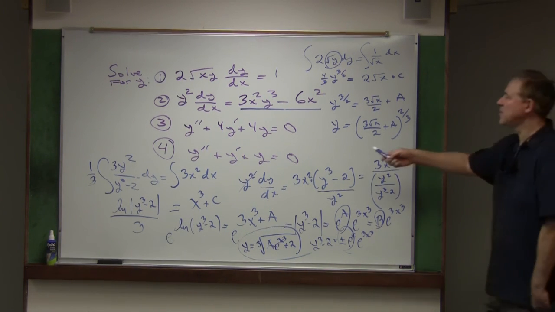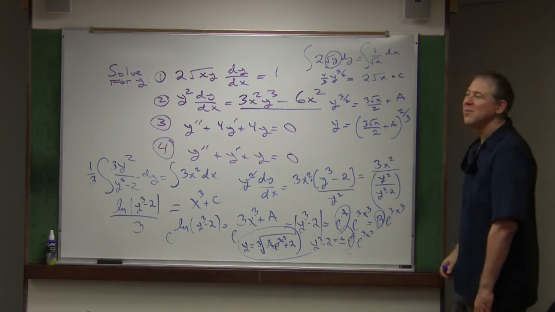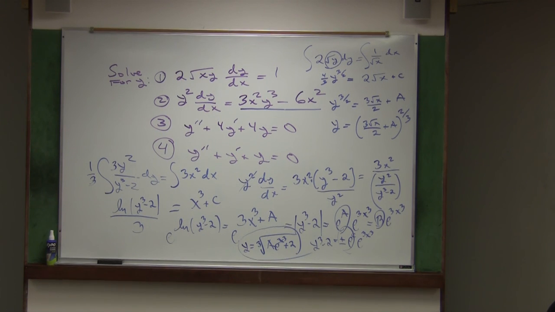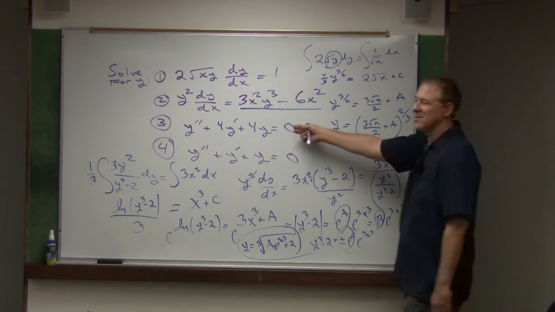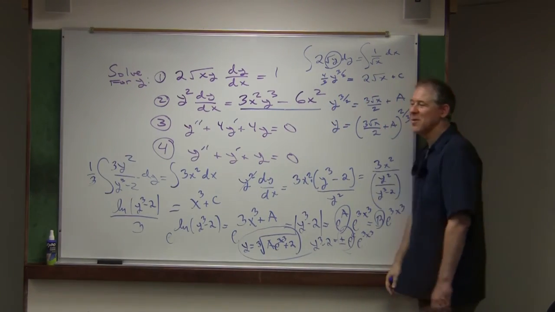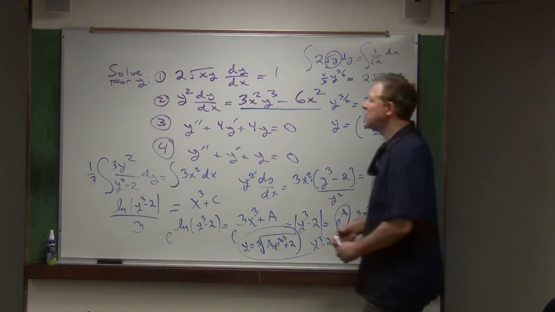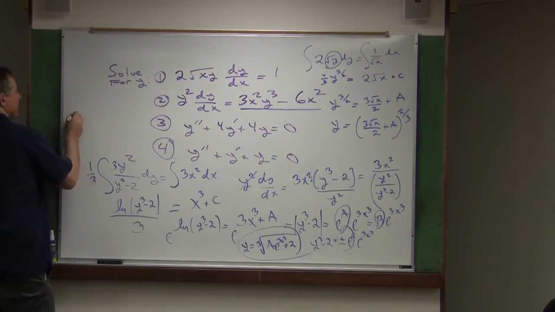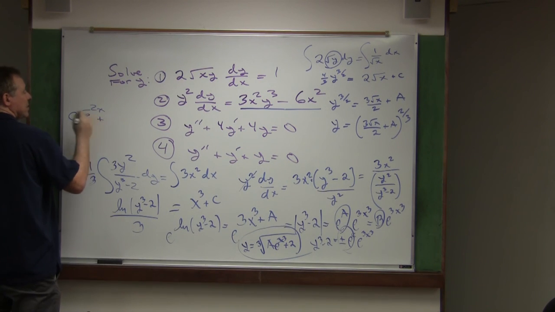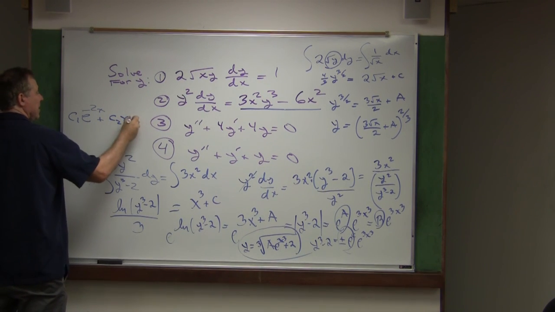Now what about these last two? What's this one? What's the root of that quadratic equation we come up with for the trick? What's r? Minus 2. Negative 2. Yeah, negative 2. So what's the solution? C1 e to the minus 2x plus C2 x e to the minus 2x.